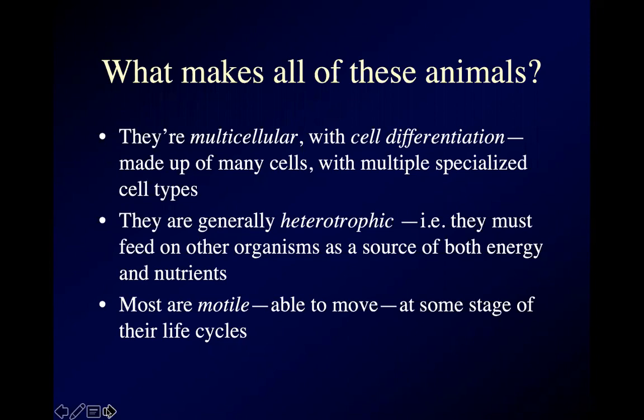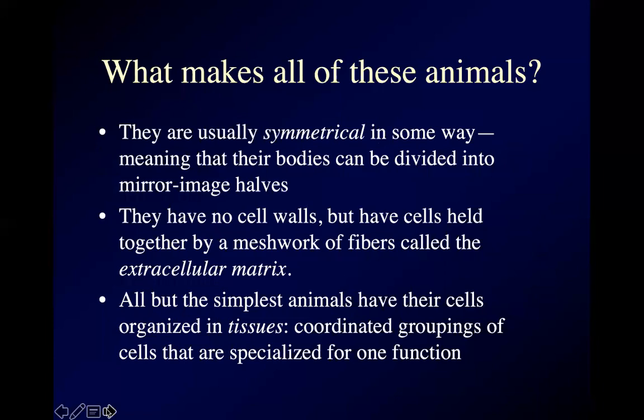Most animals can move at some stage of the life cycle, although there are some that as adults don't move, corals, for example. Usually the bodies are symmetrical in some way. There are no cell walls, but the cells are held together by a fiber meshwork called the extracellular matrix. This is what enables you to be flexible. The reason your face is not as hard as a piece of wood is because your cells are not locked together by cell walls. They're held by a network of stretchy fibers.